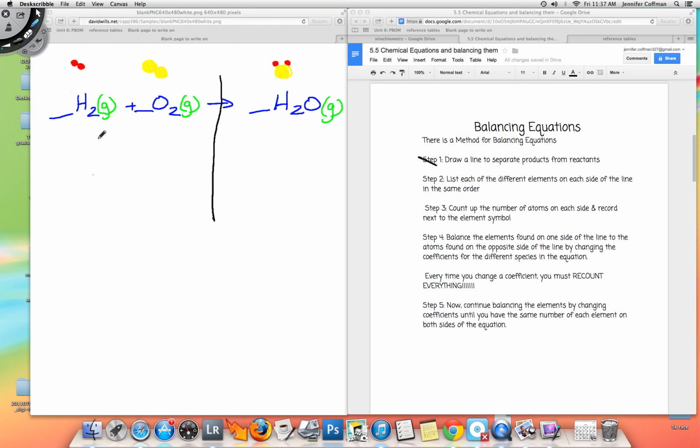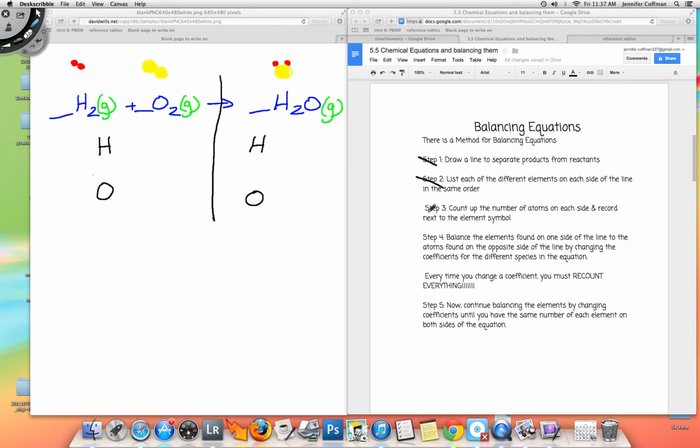Step 2, list each of the different elements on each side of the line in the same order. So on this side of my equation, I have hydrogen and I have oxygen. On this side, I have hydrogen and oxygen. They happen to be written in the same order, but they will not always be written in the same order. So make sure that you line them up. Hydrogens, then oxygens. It's very important. It'll be much easier for you.